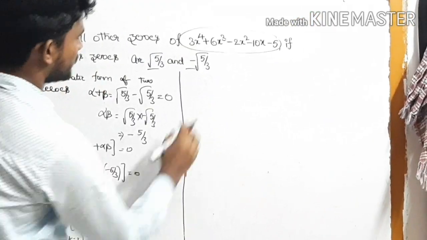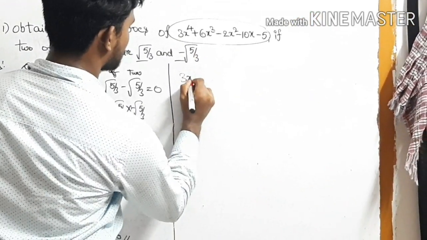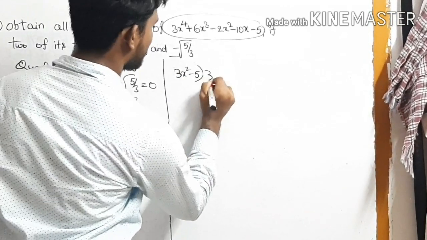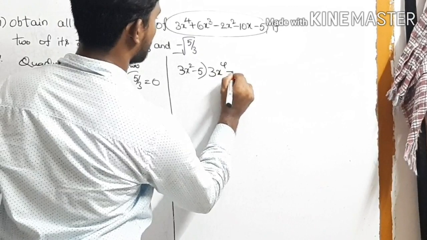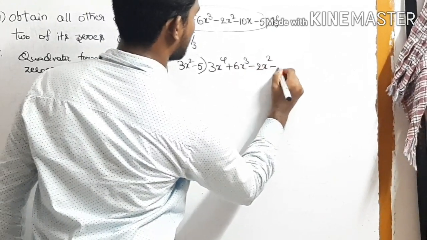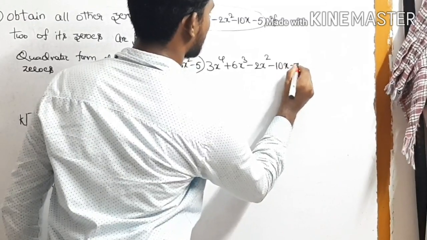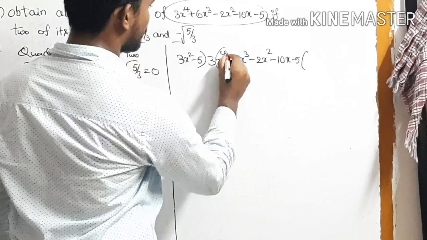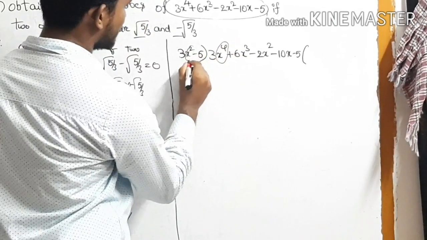Divide 3x² − 5 for this one. 3x² − 5 divided by 3x⁴ + 6x³ − 2x² − 10x − 5. In this equation the leading term is x⁴, and here it is x².